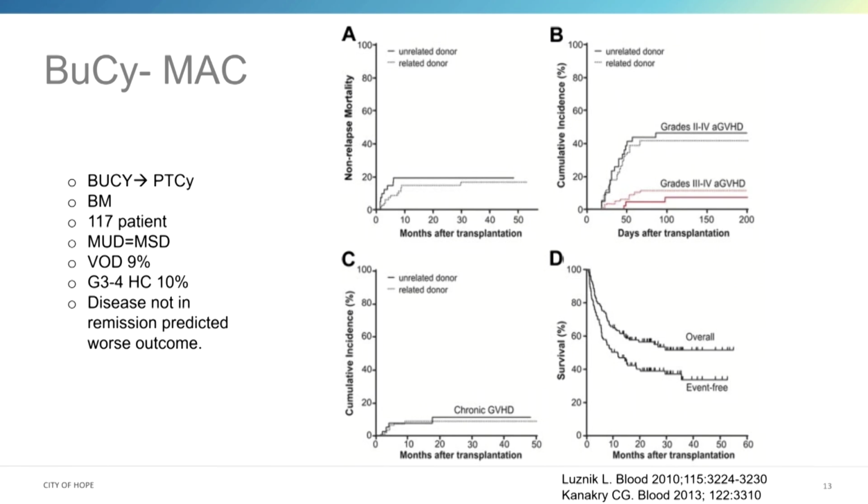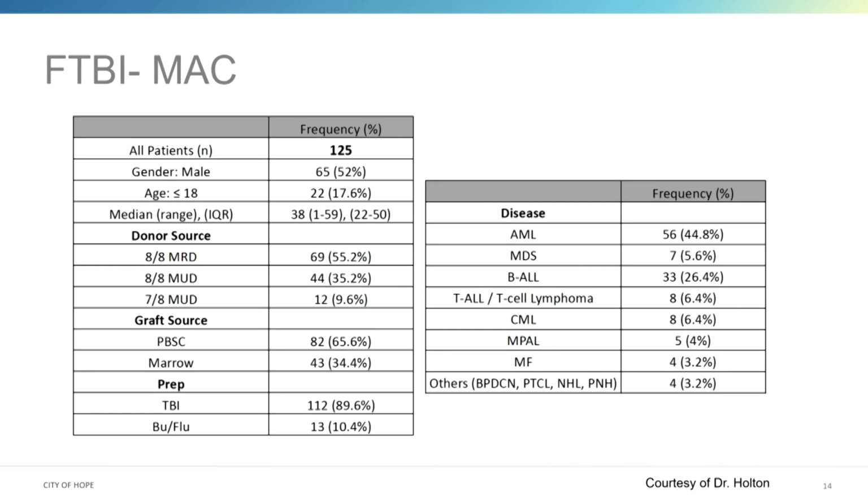And this led to change that to flu-Bu, which is adapted everywhere else. Other groups used FTBI, thinking that this might be less toxic than chemotherapy. And then the group from Minneapolis did this study with 125 patients in leukemia, lymphoma, CML, and some myeloproliferative disorder. They did a couple of different regimens, but the most common one was FTBI.